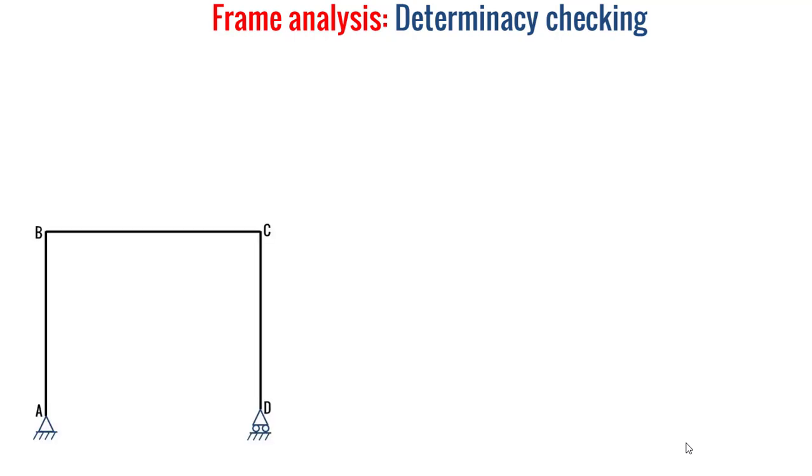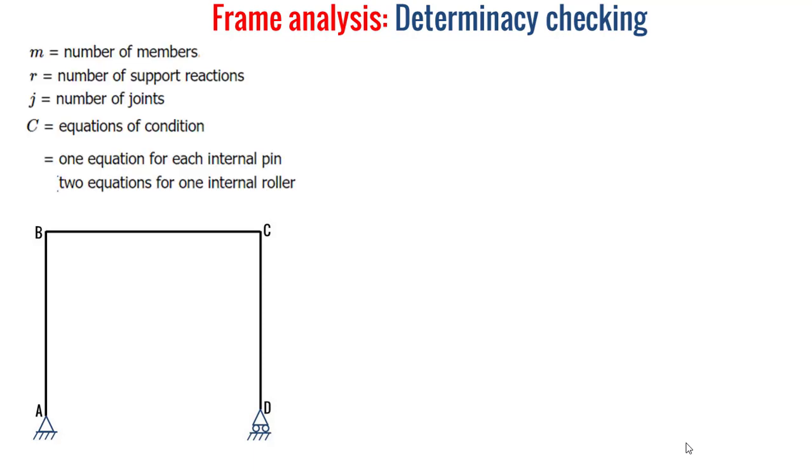Now I'll try to explain the determinacy checking. So we have our frame ABCD supported by a pin support at the point A and a roller support at the point D. And let's consider M the number of members, R the number of support reactions, J the number of joints, and C the equations of condition, which is equal to 1 equation for each internal pin and 2 equations for one internal roller.